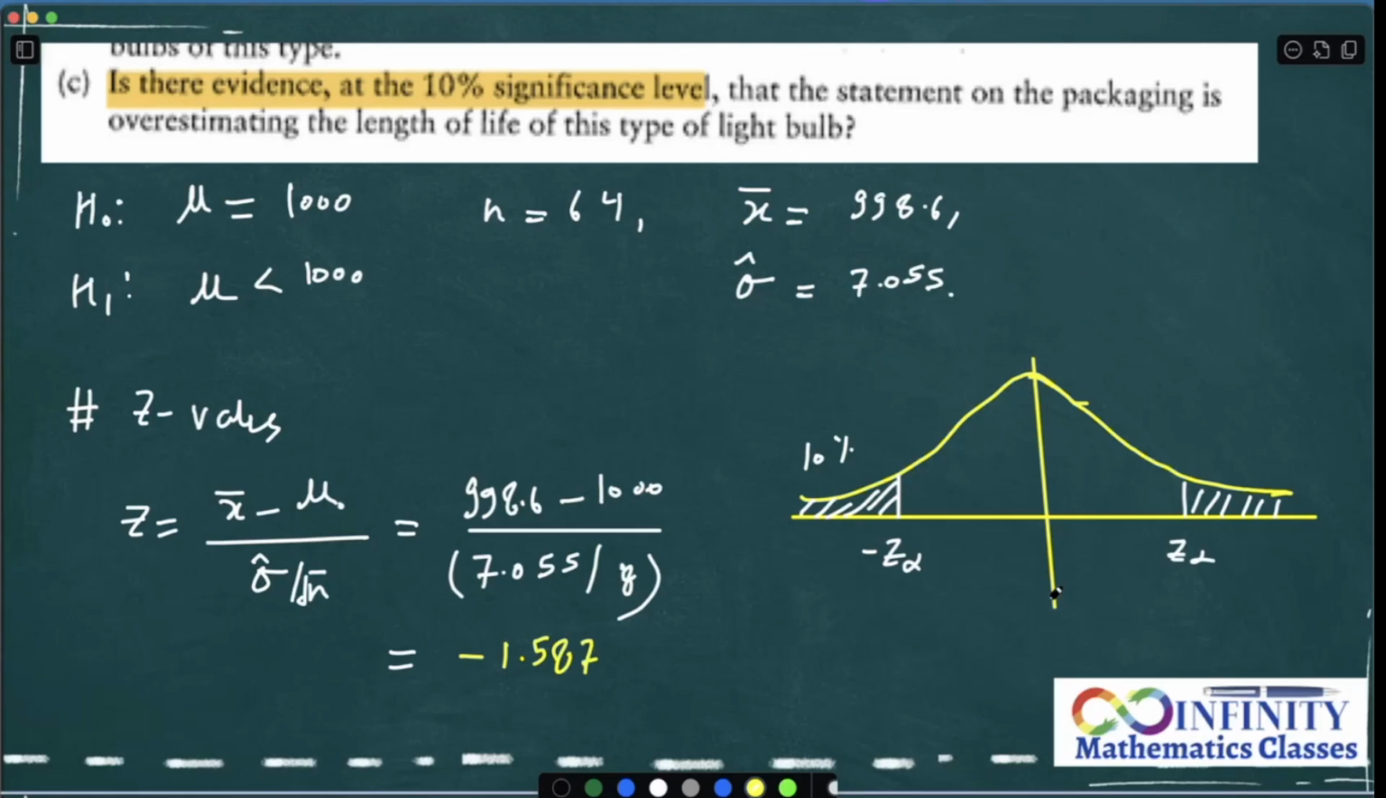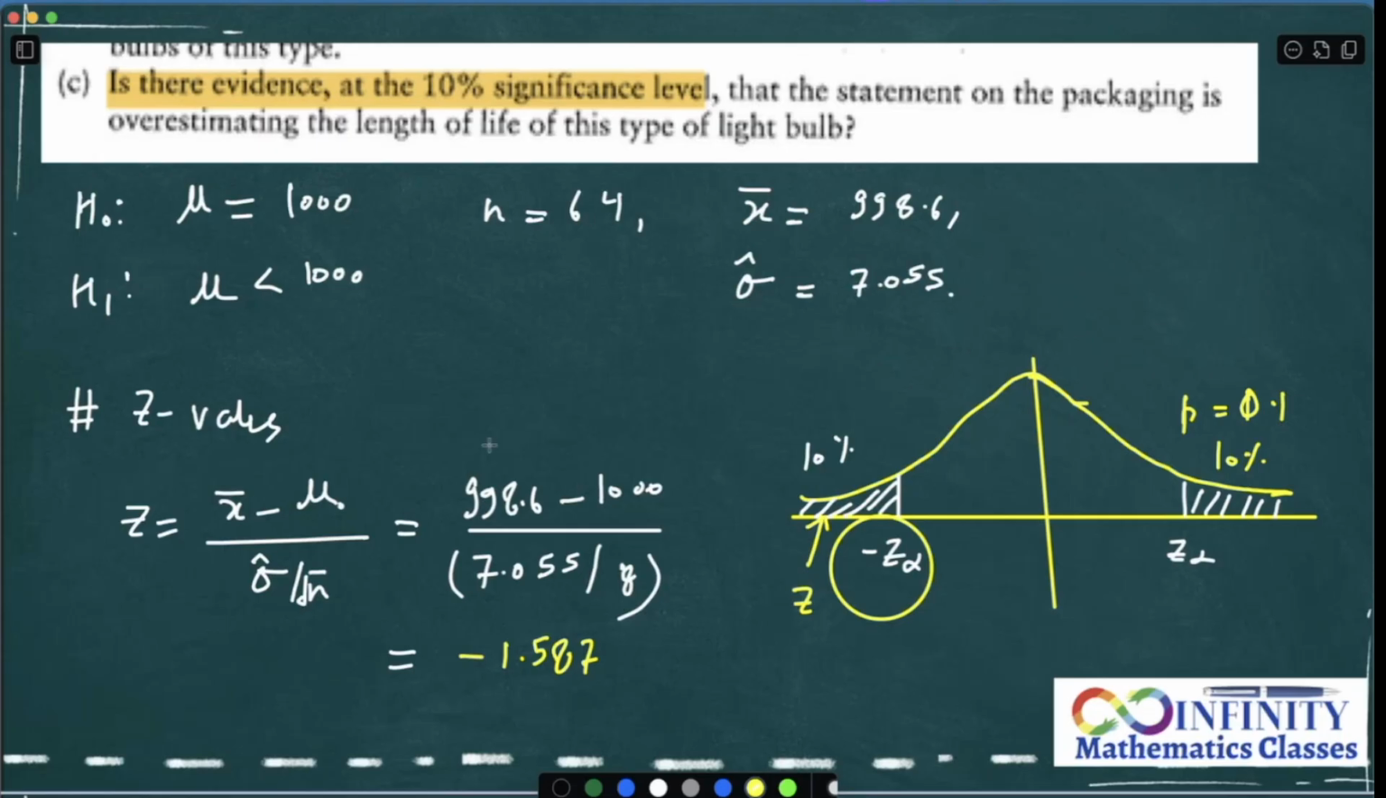Remember, because the normal distribution is symmetric, we need to use a table. For 10%, P is going to be 0.1. You need to find Z alpha. And because it is a left tail, the value you will be using is negative Z alpha. If the value of Z is less than negative Z alpha, you are going to reject the null hypothesis, that is mu is 1,000, otherwise no.